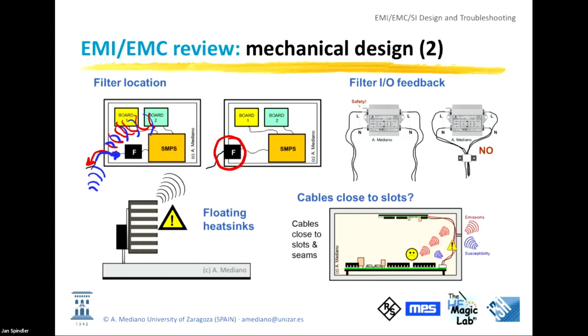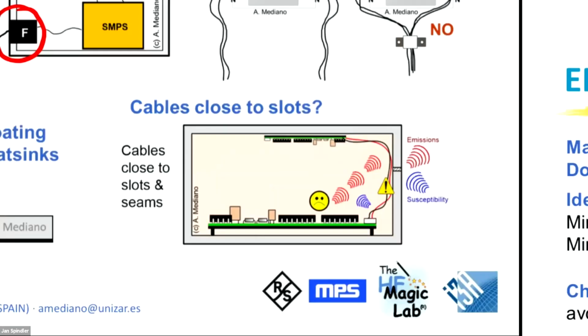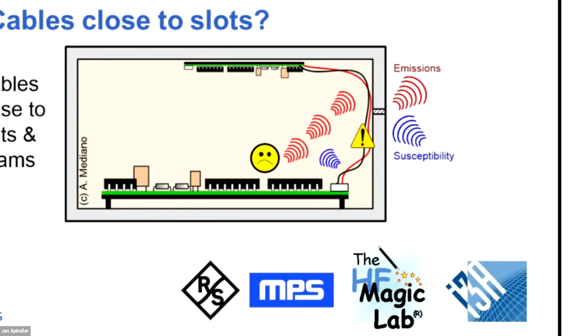And review if in the mechanical design, some cables can go close to the slots or apertures. You have more probability to excite the apertures, and the apertures will be radiating, no? So usually I check that the distance between the cables and the slots is at least something like 1 centimeter.